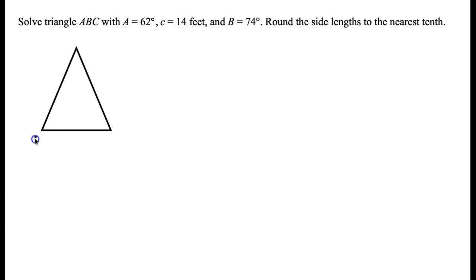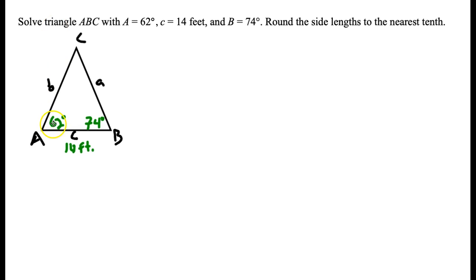So let's say we've got angle A, angle B, and angle C, and then this is side A, side B, and side C. So the information that we already know is that angle A is 62 degrees, angle B is 74 degrees, and side C is 14 feet. Now, when it says solve the triangle, that means find all the other missing pieces. So let's first look at what we have.